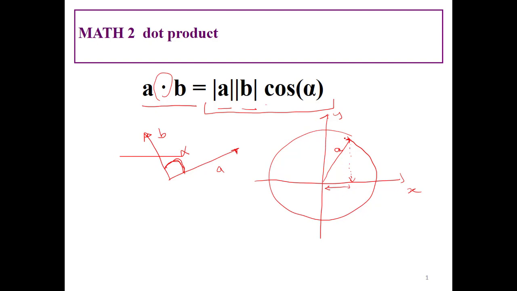If we look at the projection on the y-axis, this would be the sine. So the sine is the projection on the y-axis and the cosine is the projection on the x-axis. Okay, so what would that mean if I have two vectors which are perpendicular? They have an angle of exactly 90 degrees.